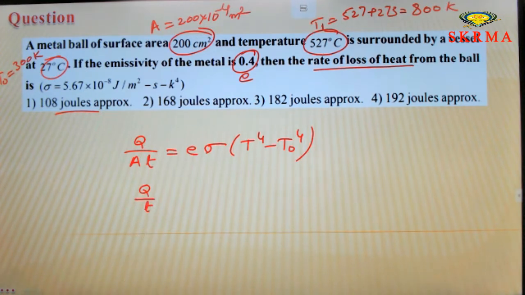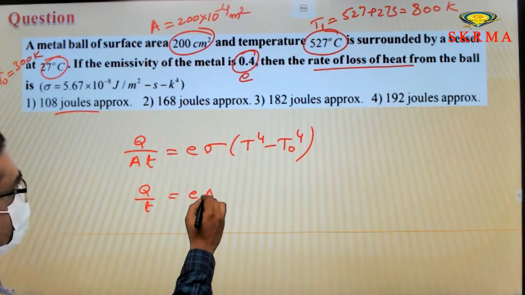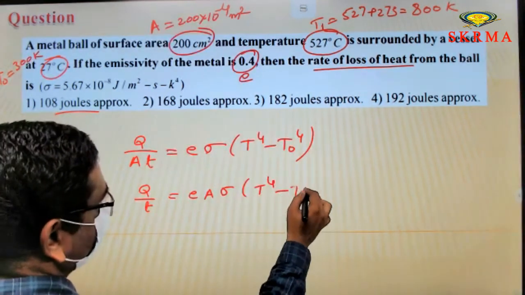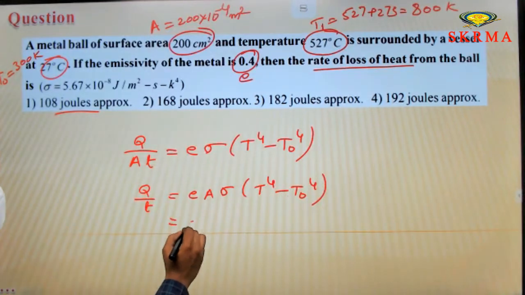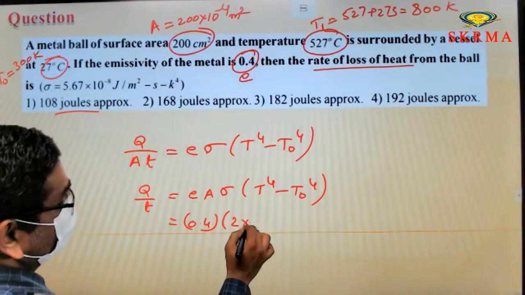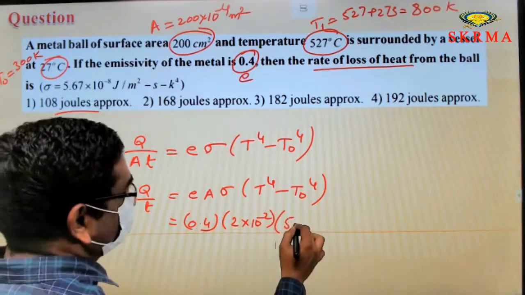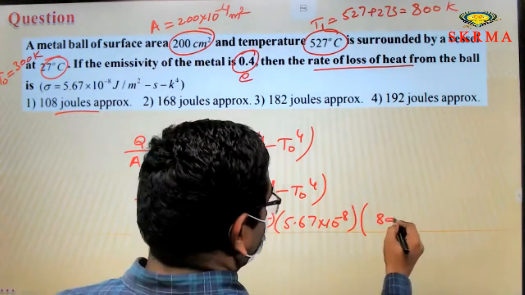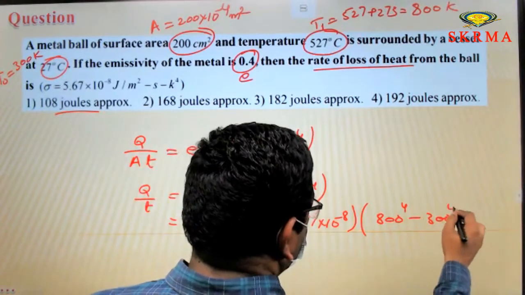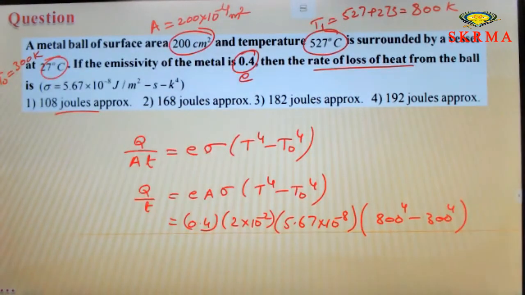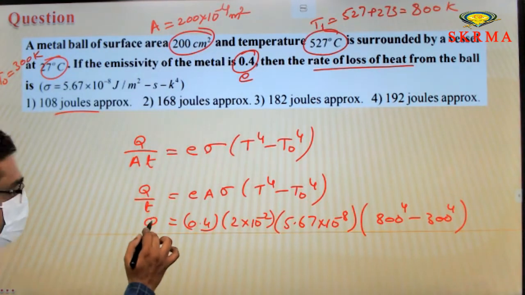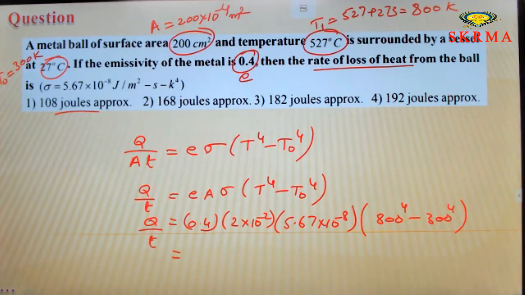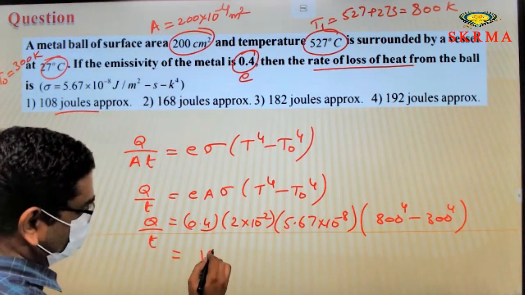So Q by t equals, take this area to this side, e into A into sigma into T power 4 minus T naught power 4. E value 0.4, area 2 into 10 power minus 2, sigma 5.67 into 10 power minus 8, and 800 whole power 4 minus 300 whole power 4. This is the Q by t value. Solve this further, then you will get 182 joules.